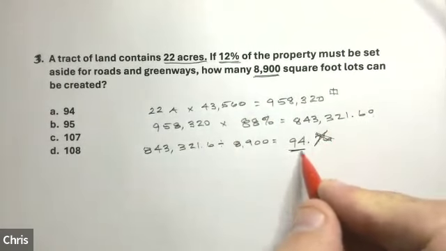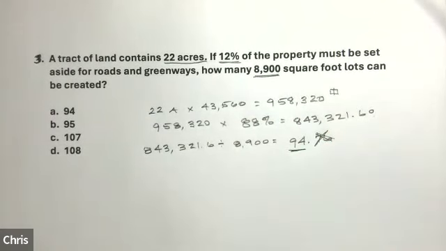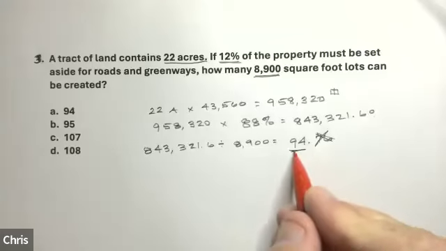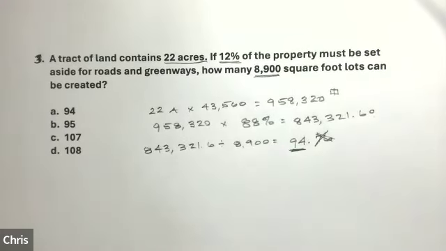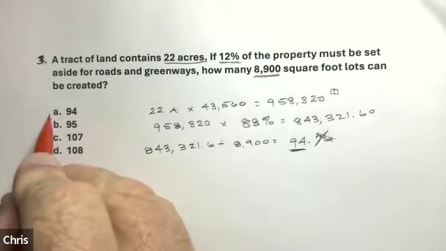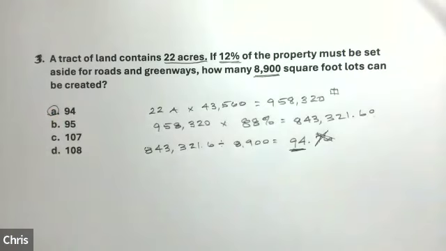Well, that doesn't count. So this is one where rounding doesn't come into play. You have 94 lots that size, and then the rest of it could be set aside to go with the greenways and things like that. So the answer to this problem is actually A, not B. Okay, it's a good little question. It's multi-step, and that's going to be the complexity that you might see on the exam.